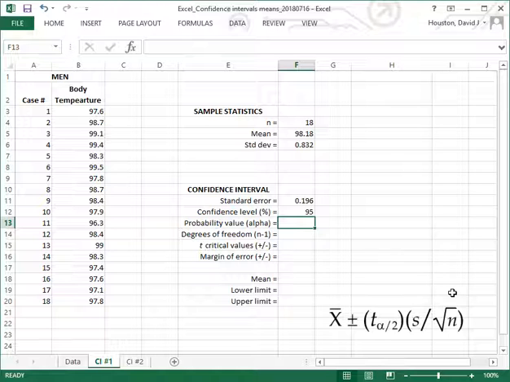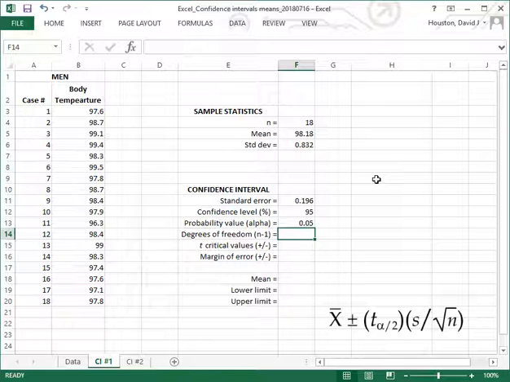The confidence level, let's go ahead and use a standard 95% confidence level. The probability value for alpha, or the alpha level we're using here, is going to be 1 minus the confidence level divided by 100. And keep in mind, we divide the confidence level by 100 to get it into proportion. So 1 minus 0.95. So 95% of the area under a curve is contained within this interval, which means 5%, or 0.05 proportion, is not contained in this interval.